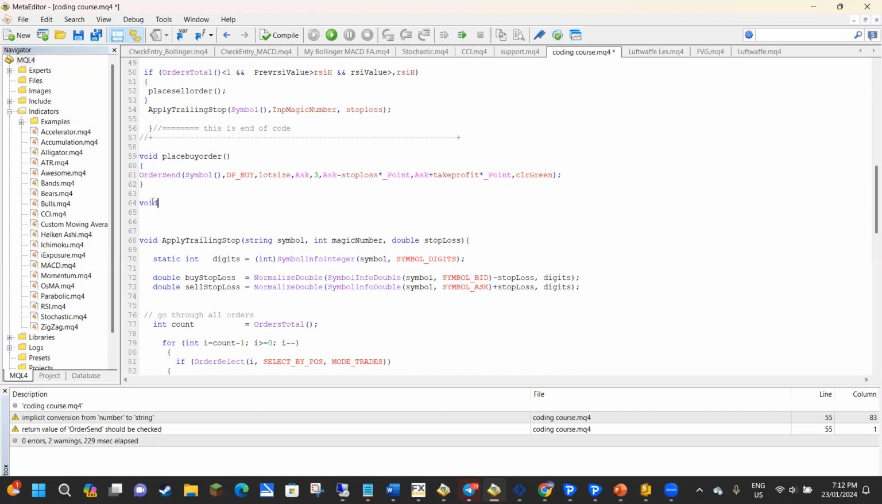You don't have to call these void as well. They can be integers or bools or doubles, depending on what you're getting them to do. From my understanding so far, void just sort of covers anything you want it to do. So void covers everything, whereas integer has to be returning a whole number, double, a decimal, etc. And we'll just call this one place sell order.